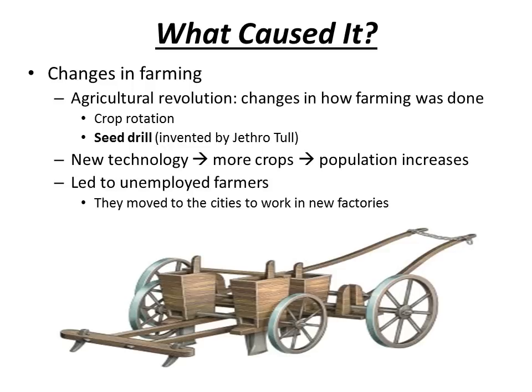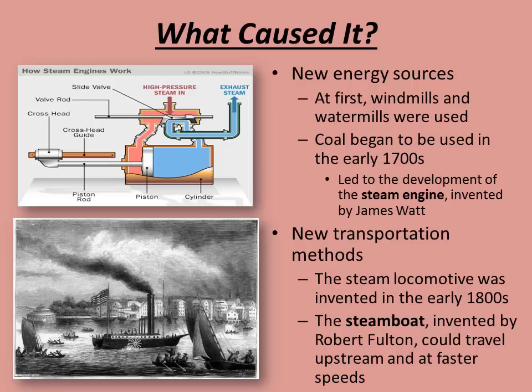Now, this is going to lead to farmers being out of work because things that they used to be needed for are now done by machines, and as a result, they are going to look elsewhere for work, and they move into cities to work in factories that are eventually springing up. So you see how agriculture leads to industrialization.